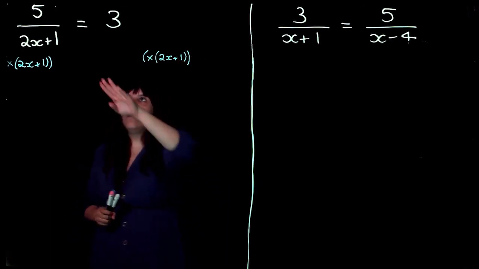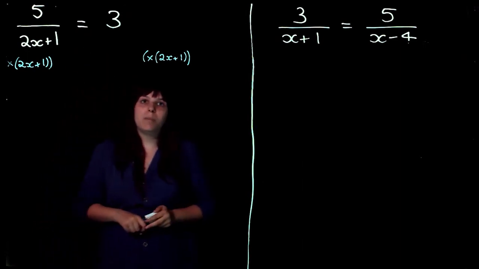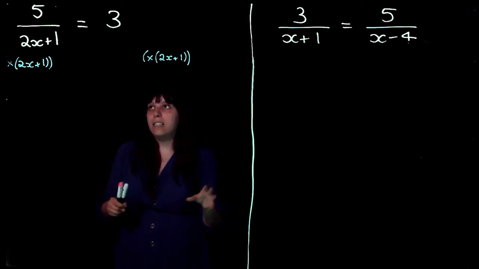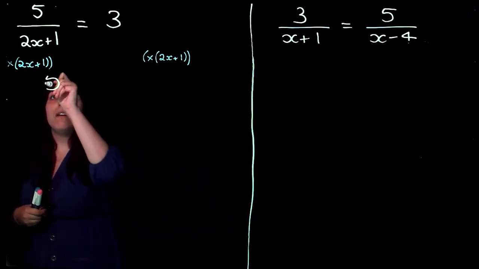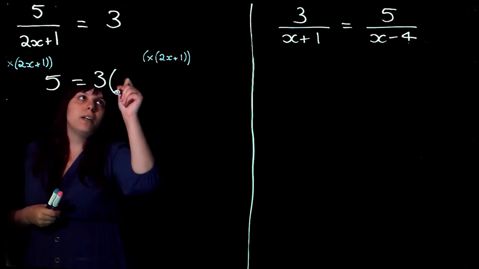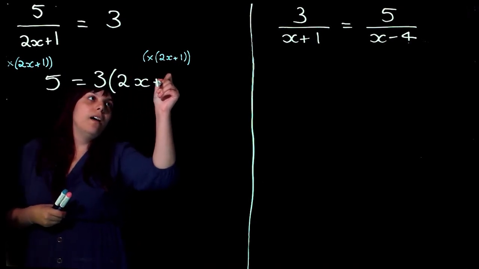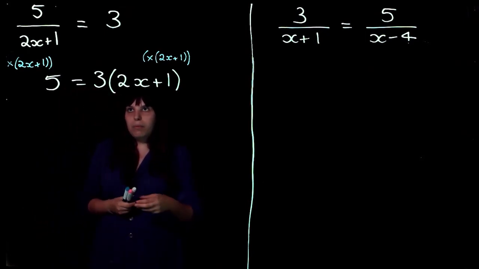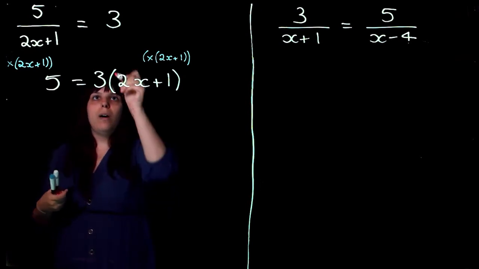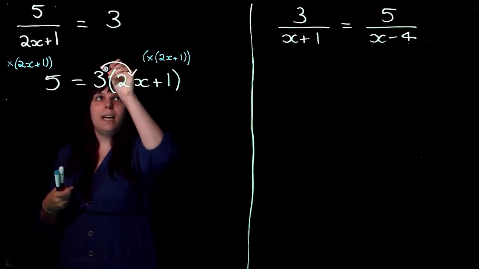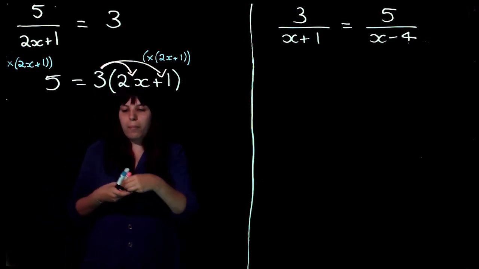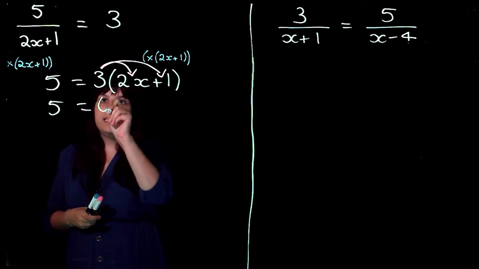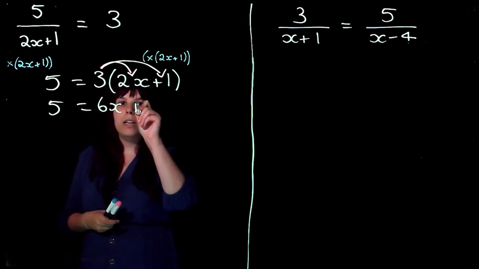So I know when I multiply 5 over 2x plus 1 by 2x plus 1, my 2x plus 1s cancel each other out, just to leave me with my 5. And then on this side, I'm going to get 3 times 2x plus 1. So as we've seen in a previous video, I can multiply my 3 by the 2x and then my 3 by the 1 to multiply out that bracket. So I'm left with 5, which equals 3 times 2x is 6x, and 3 times plus 1 is plus 3.